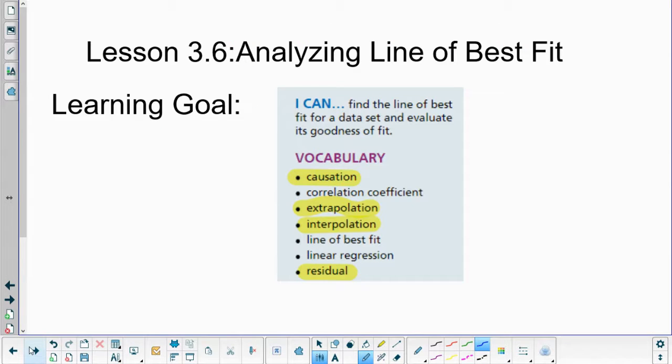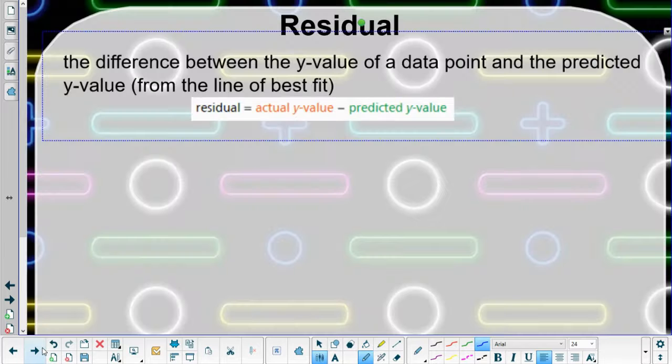In today's lesson for 3-6, this is a continuation of yesterday's lesson. We did some of these things already. The new material is causation and residuals, but we are going to talk a little bit more about extrapolation and interpolation. The other topics that are not highlighted are covered in our last video. If you need a refresher, go back to that video and check it out.